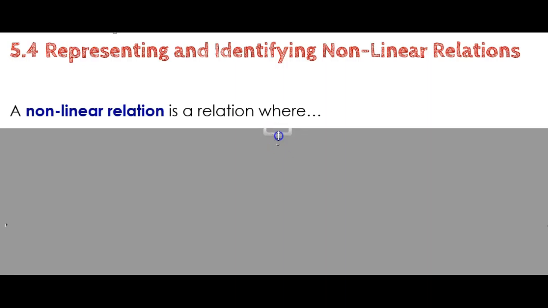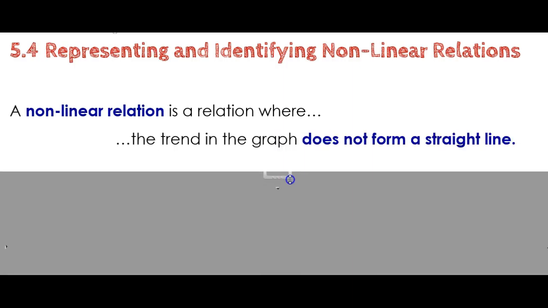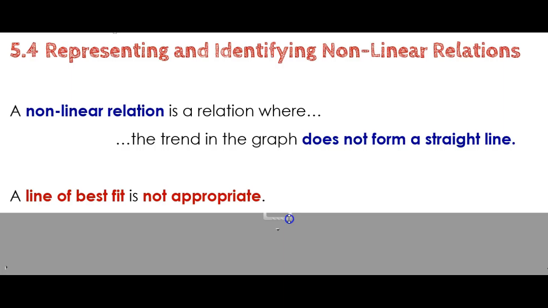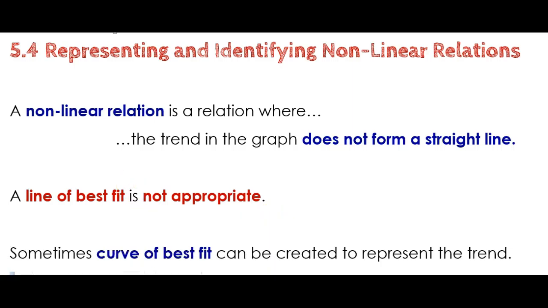Well, a nonlinear trend is there's still a relationship there, but the graph does not form a straight line. So if the graph does not form a straight line, it's not appropriate to draw on a line of best fit, right? Because remember that line of best fit is there to demonstrate, on average, the linear relationship that's there. However, sometimes it makes sense to draw a curve of best fit. And so today, I'm going to show you an example of what it might look like if you have a nonlinear relation, but there's still a relationship that's evident.